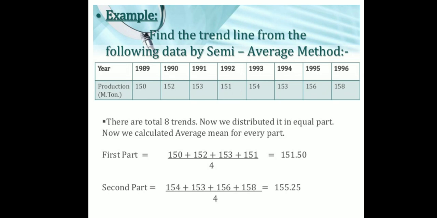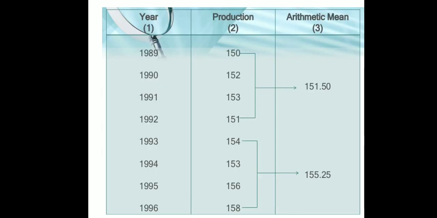Similarly, take the second part, the other half. That is 154, 153, 156, 158 divided by 4. That gives you 155.25. This is the method of averaging. You have to do it in this way in the examination also. This year in the MCQ, they may directly ask the semi-average. So what are the semi-average values? They may ask for these values.